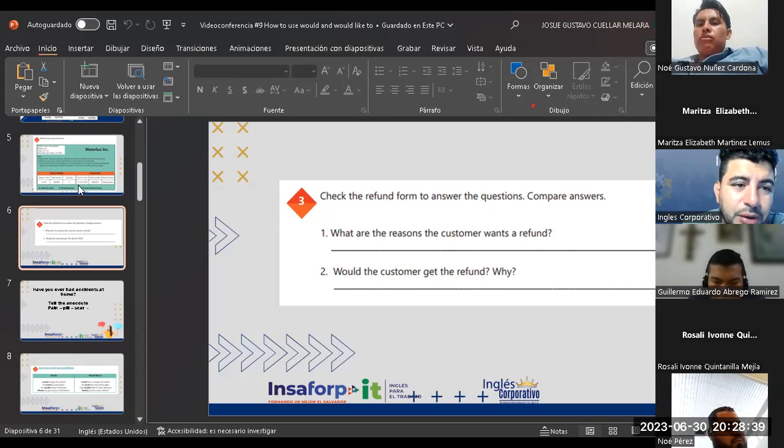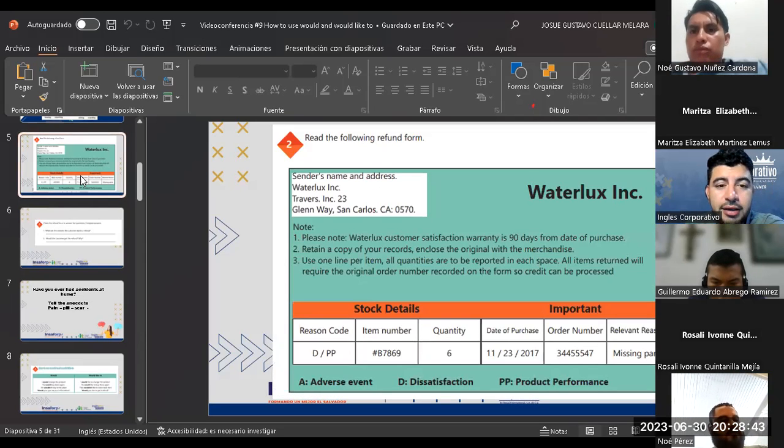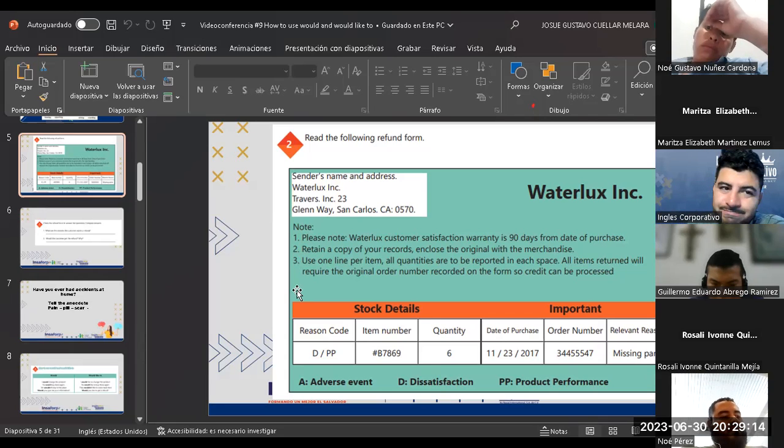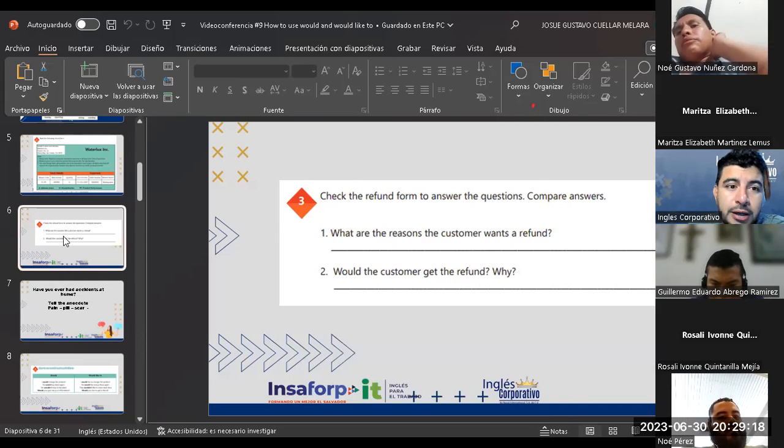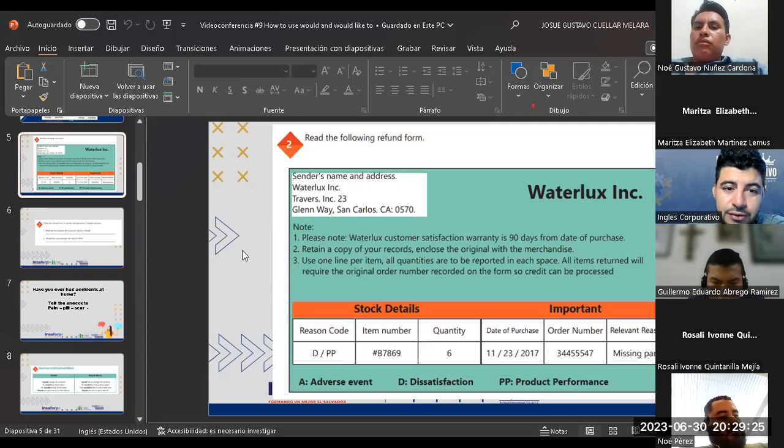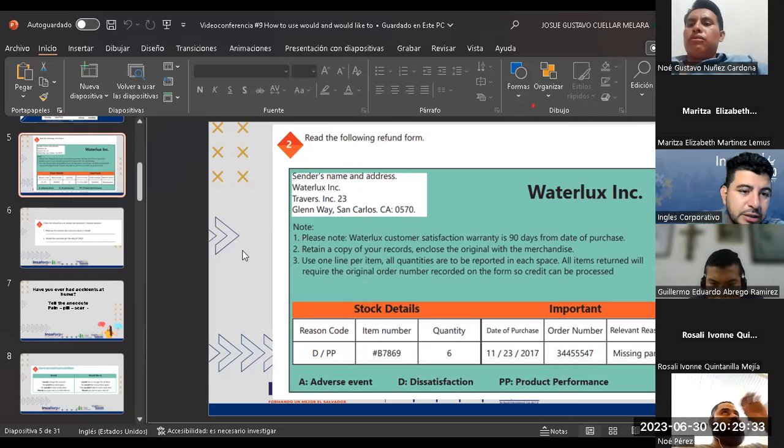Okay, veamos las razones por las que, the reasons why this person is requiring the refund, okay? Maybe we can have here, John, any idea why this person is asking for the refund? Because the missing part, teacher. Thank you, Noe. Yes, you're right. Because of the missing part. So you are buying a product, but you have missing parts. Te hacen falta piezas o partes. So it is not like a good service. Number two, would the customer get the refund? It is possible that this person gets the refund. Es posible que obtenga un reembolso because the product is not complete. El producto no está completo. Okay? So, let's move to this.